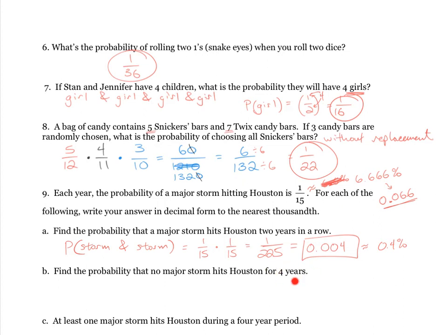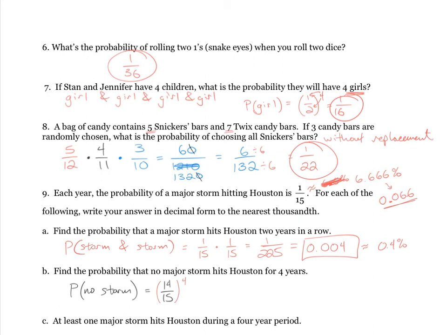So I see this. We're going to say no storm and no storm and no storm and no storm. That's too much work. I don't want to write all that out. What we can do instead is find the probability of no storm, which will be 14 out of 15, right? There are 15 outcomes. One will give us a storm, the other 14 won't. And I will just raise this to the 4th power.